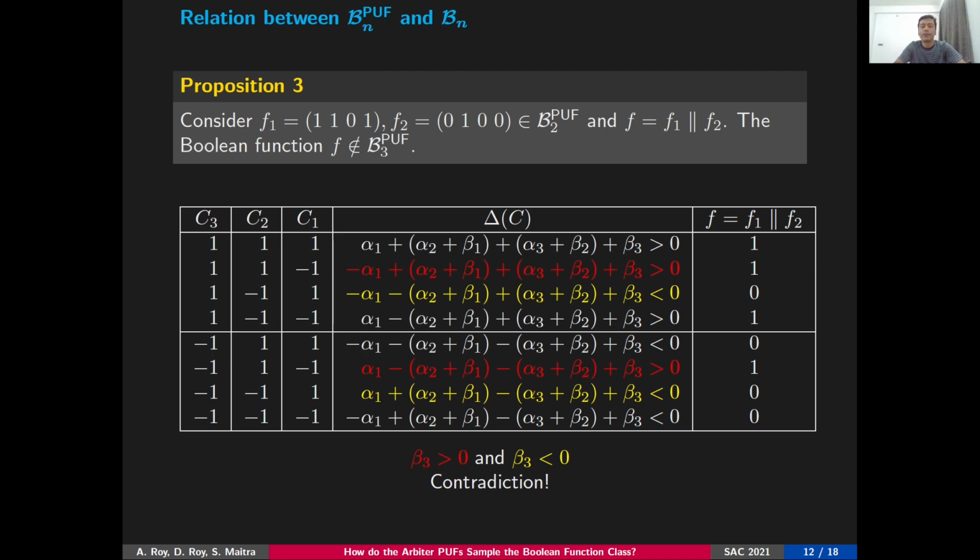That means if we pass this system to a solver, the solver will not return a solution for alpha and beta i. So f, which is a concatenation of f1 and f2, where f1 and f2 are two Boolean functions which belong to the set B2 PUF, may not belong to the B3 PUF set. Here this example clearly shows that this Boolean function f does not belong to the set B3 PUF.